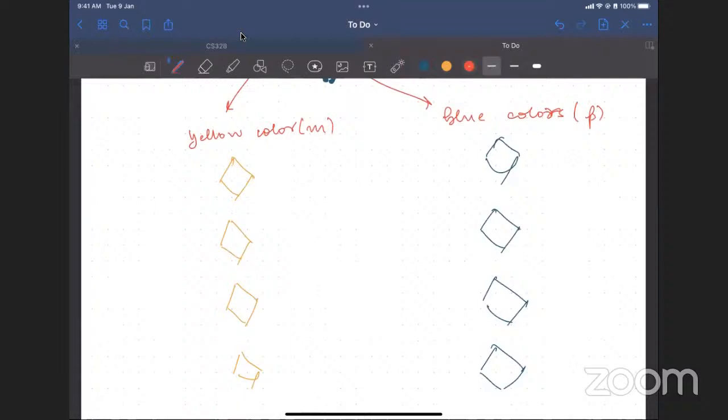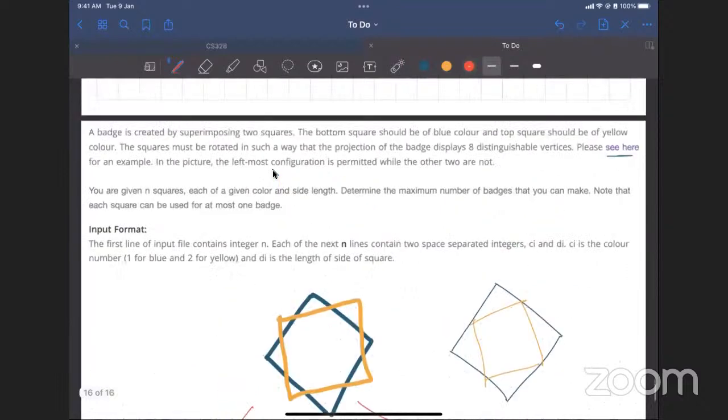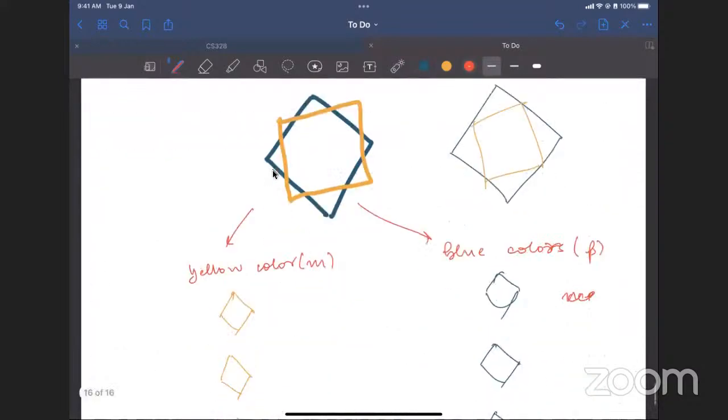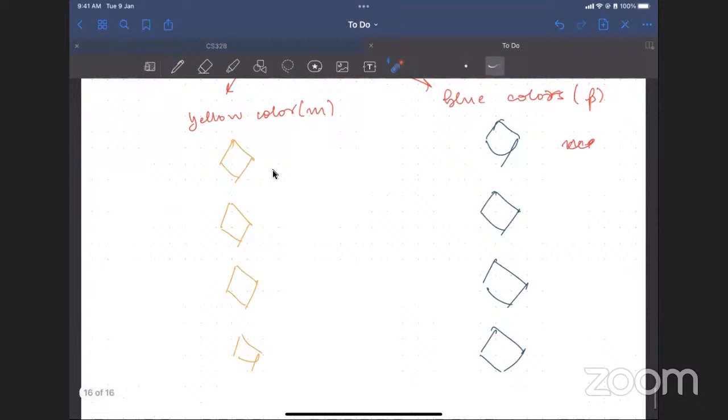Now, how do you know that there is an edge between a yellow vertex and a blue vertex? I'll say that you have an edge from one vertex to the other once you know that I can make a pair out of these vertices, and it is mentioned in the question that only a blue and a yellow square can make a badge. So there is not any point in having edges between these vertices.